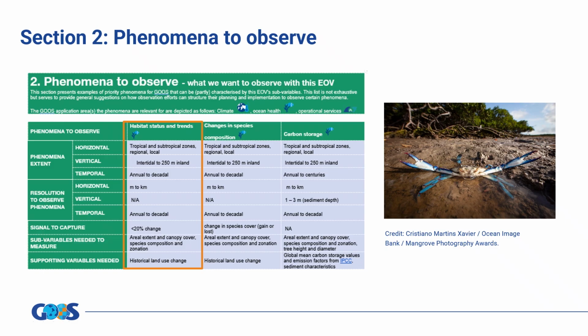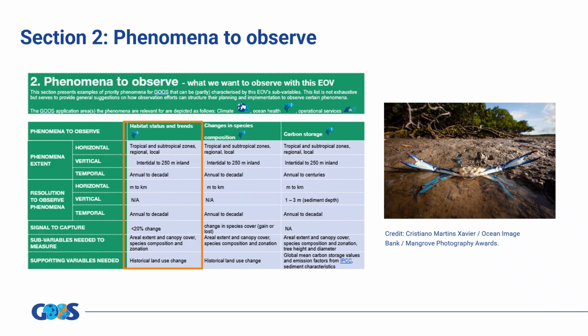In the example specification sheet, you can see that each process is described, providing the spatial and temporal extent of the phenomena and the resolutions needed to capture it. Let's focus on the phenomena called habitat status and trends. As mangroves are habitats for a wide range of species, such as fish, mollusks, birds, and even some mammals, their health is directly tied to the well-being of these organisms.